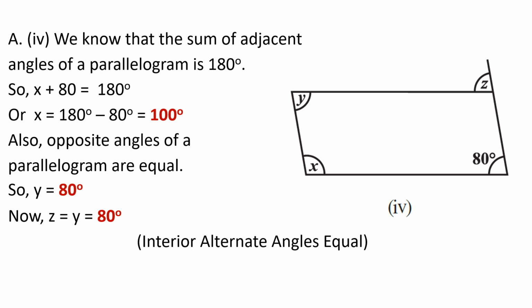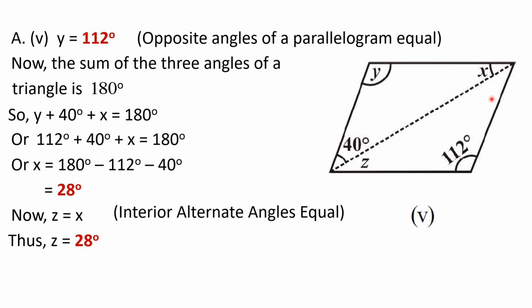Last part now, part number 5. So we have a parallelogram like this and we have a diagonal like this drawn. So y is equal to 112. First of all, we find y, which is opposite to this angle. Why? Opposite angles of a parallelogram are equal. So simple. Now the sum of the three angles of a triangle is 180 degrees. We will use the triangle angle sum property.